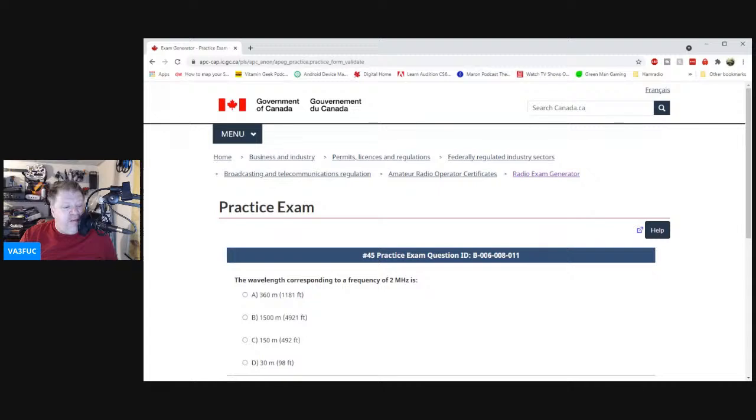The wavelength corresponding to the frequency of 2 megahertz is 360 meters, 1,500 meters, 150 meters, or 30 meters. So for you guys that aren't part of the metric system: 118.81 feet, 4,921 feet, 492 feet, or 98 feet.